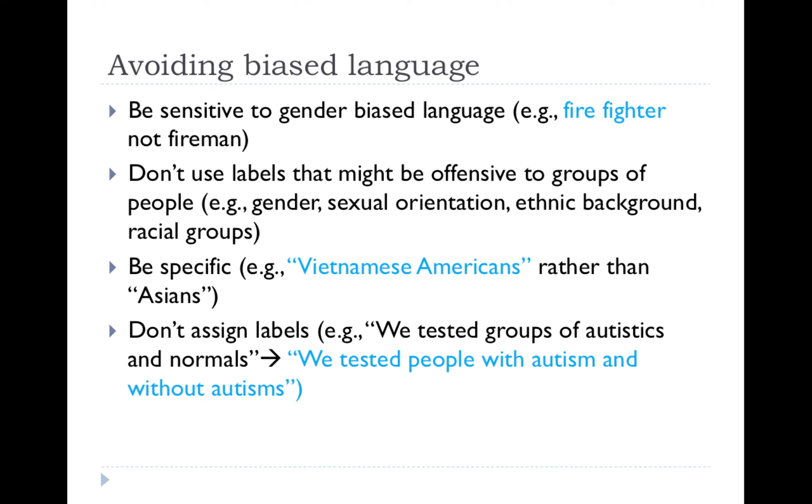Try not to assign labels. For instance, you should avoid saying things like we tested groups of autistics and normals by indicating that they're abnormal. Instead, maybe you could say something like we tested people with autism and without autism. So you want to make sure that you kind of use the right terminology.